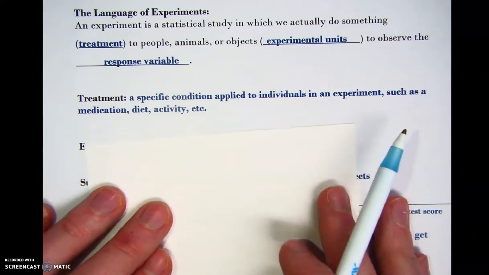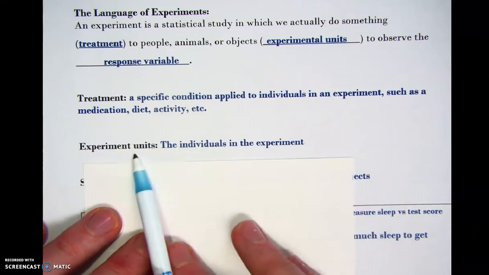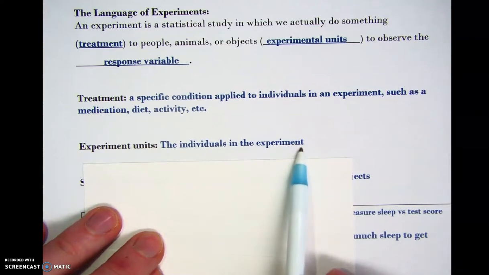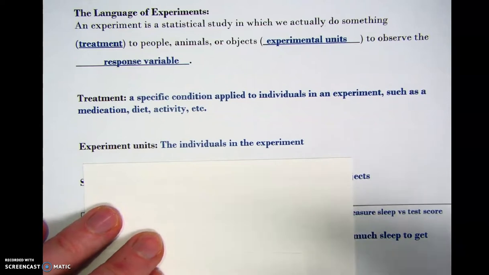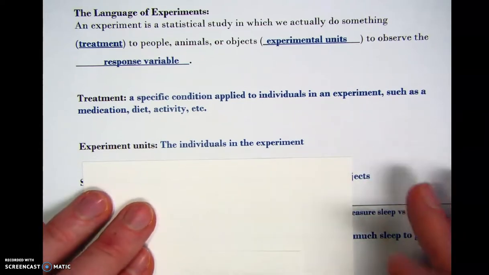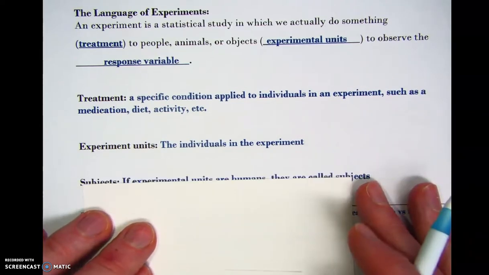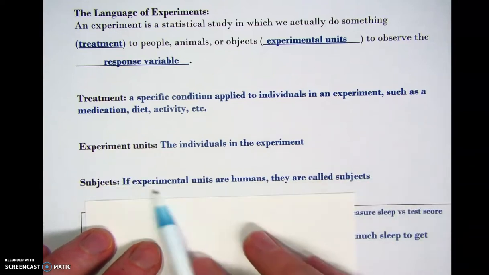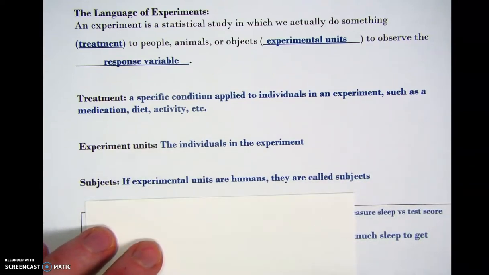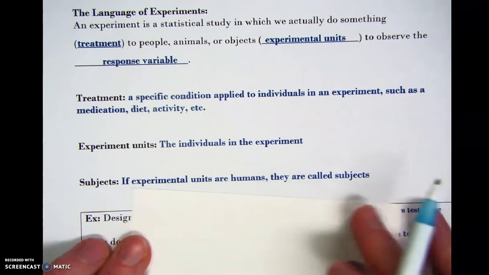Those are our treatments. Our experimental units are the individuals in the experiment. Sometimes they're called subjects, but experimental units. So we know whoever's participating in this experiment, whether they're people or animals or just objects. And when they're humans, it's a lot nicer to call them subjects rather than experimental units. So let's do an example here.